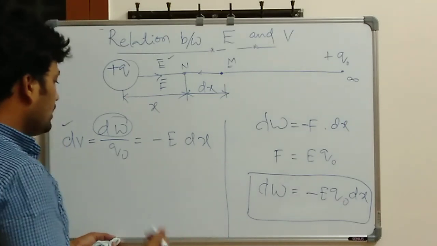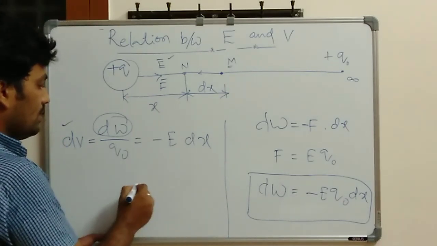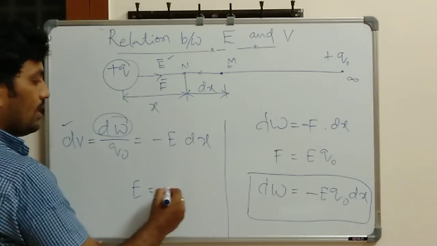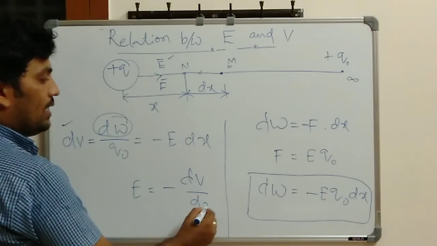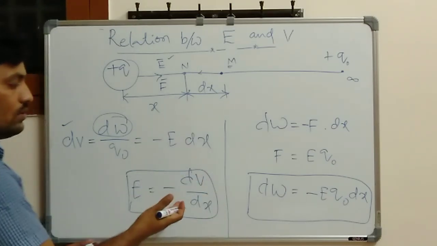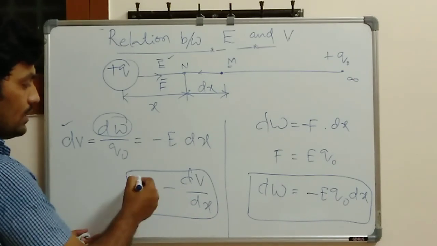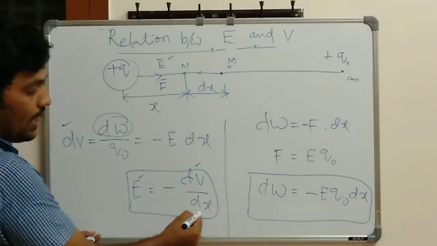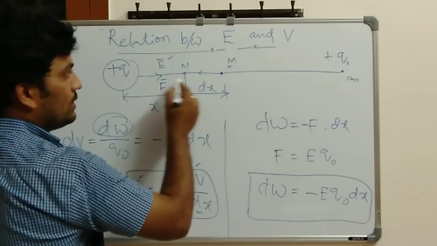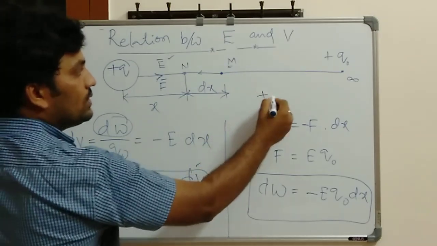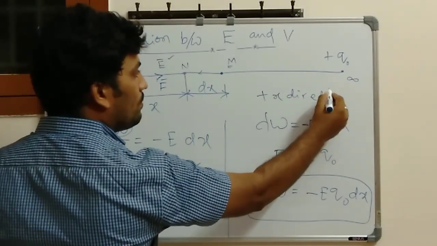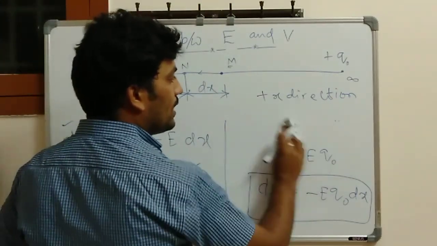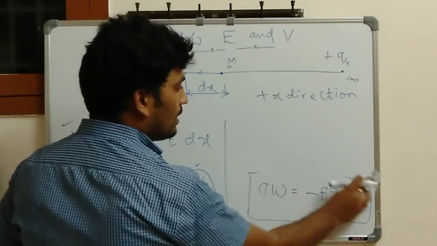So now we have a relation. If I write E in terms of this potential difference, E is equal to minus dV divided by dx. This is the relation between electric field and electric potential. In which direction is the electric field here? In the positive x direction. So in the positive x direction, you can write the relation here.